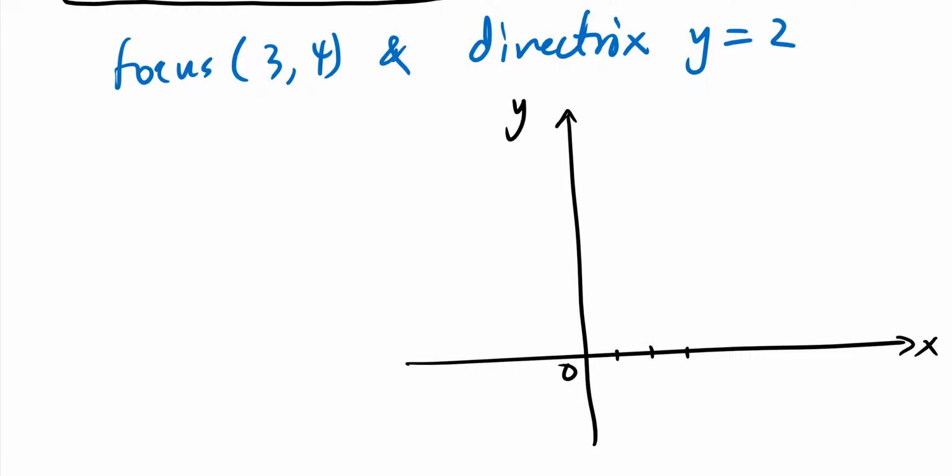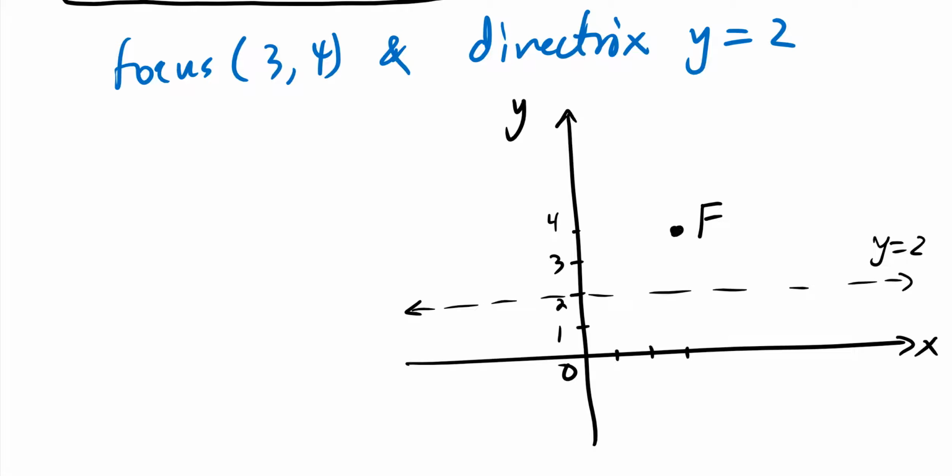1, 2, 3, 1, 2, 3, 4. And then you have y equals 2. That's the focus. The focus is 3, 4. And so that's a 4, that's a 3, 2, 1. So this means if you take the point halfway, which is this point, it's going to look like this.